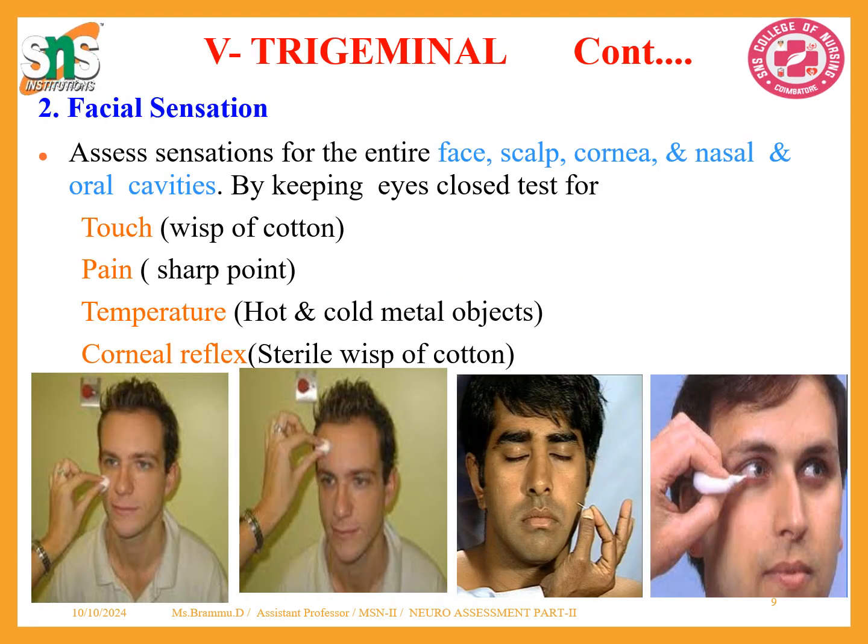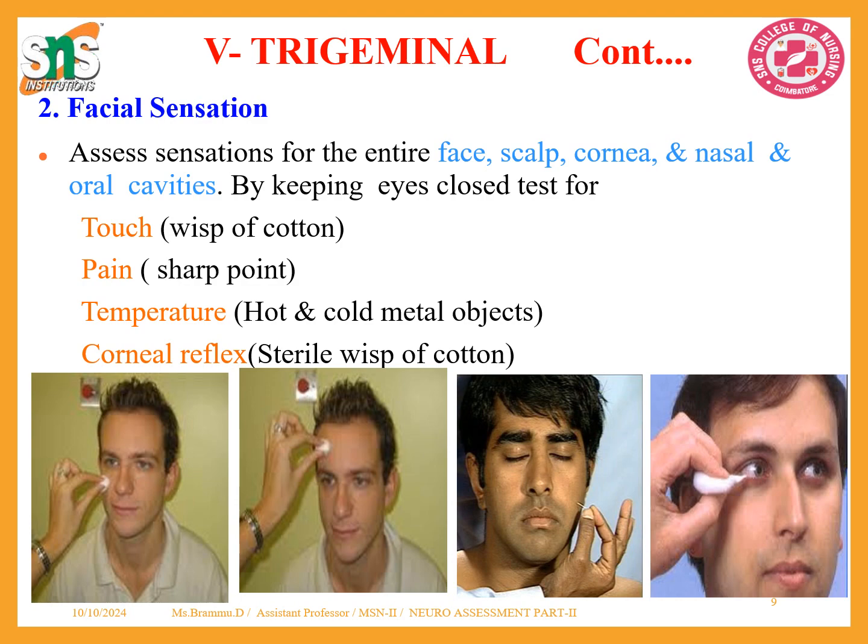To assess the sensory input, you ask the patient to close the eyes, and then we give some sort of stimulus: touch, pain, temperature and corneal reflexes. Here the eyes are kept closed, and you apply cotton tip applicators all over the area, maybe on the maxillary side, the mandible side or the forehead. If the patient says right side, left side, maxillary, mandible, then the sensory input of the trigeminal nerve is very good.